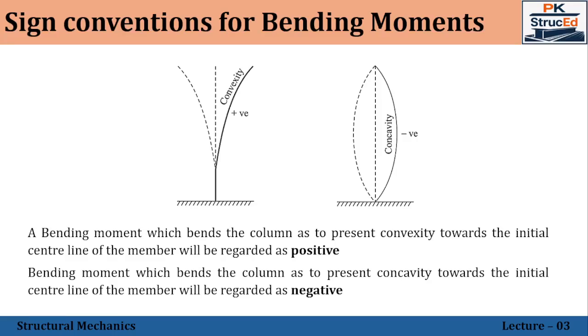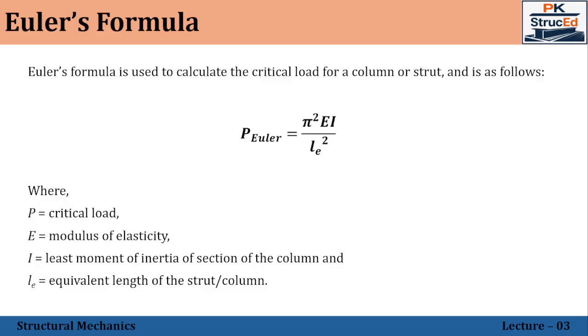Now coming on to the sign conventions for the bending moments, when a column bends, if bending produces convexity towards the original axis, it is taken as positive. On the other hand, if the bending produces concavity, it is taken as negative. This sign convention helps while forming the differential equation. Let us now derive the governing equations.